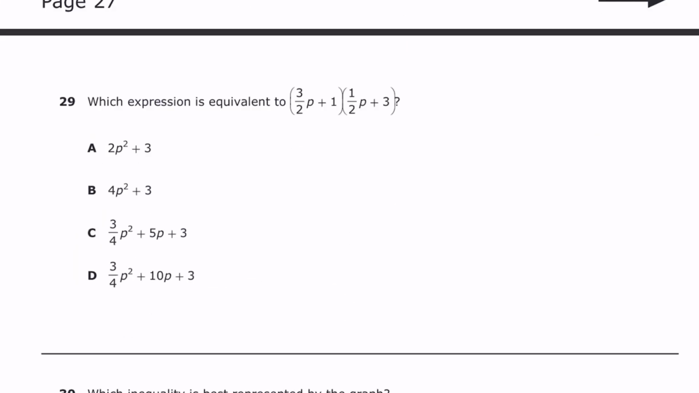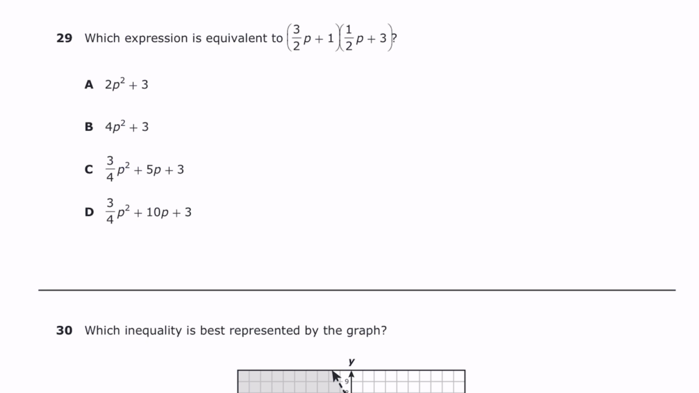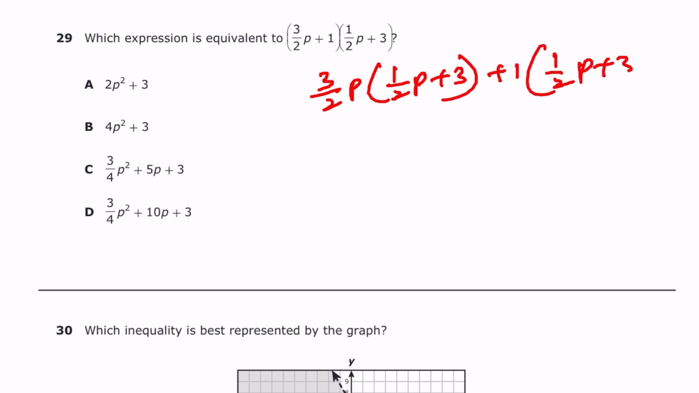Now next, 29th. Which expression is equivalent to 3 by 2 into p plus 1, into 1 by 2 into p plus 3? Over here you have to use the distributive property. So 3 by 2 p into 1 by 2 p plus 3, plus 1 into 1 by 2 p plus 3. Now if you multiply the first terms, it becomes 3 by 4 p squared. So it can be either C or D.